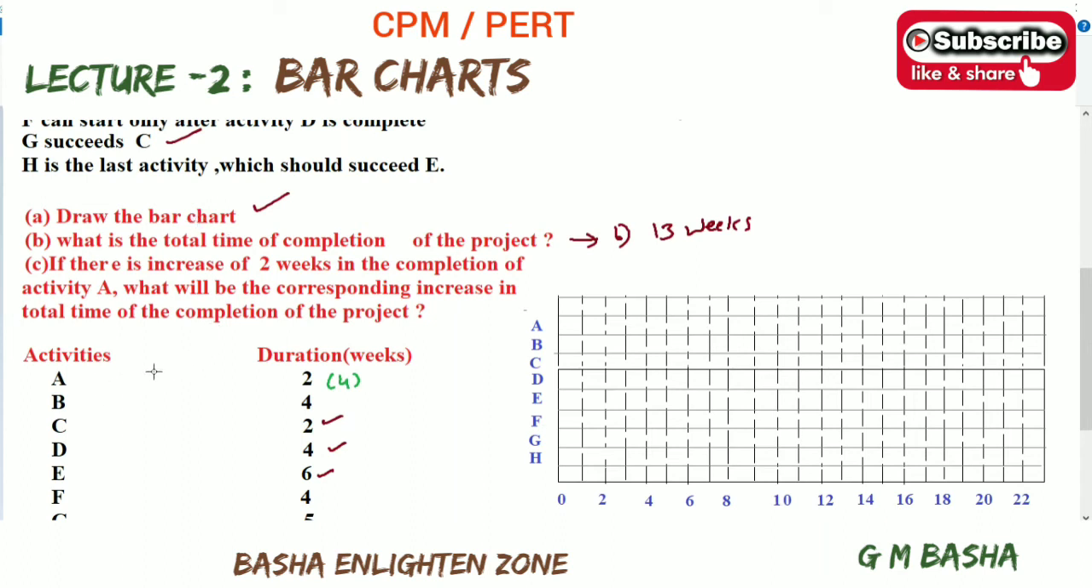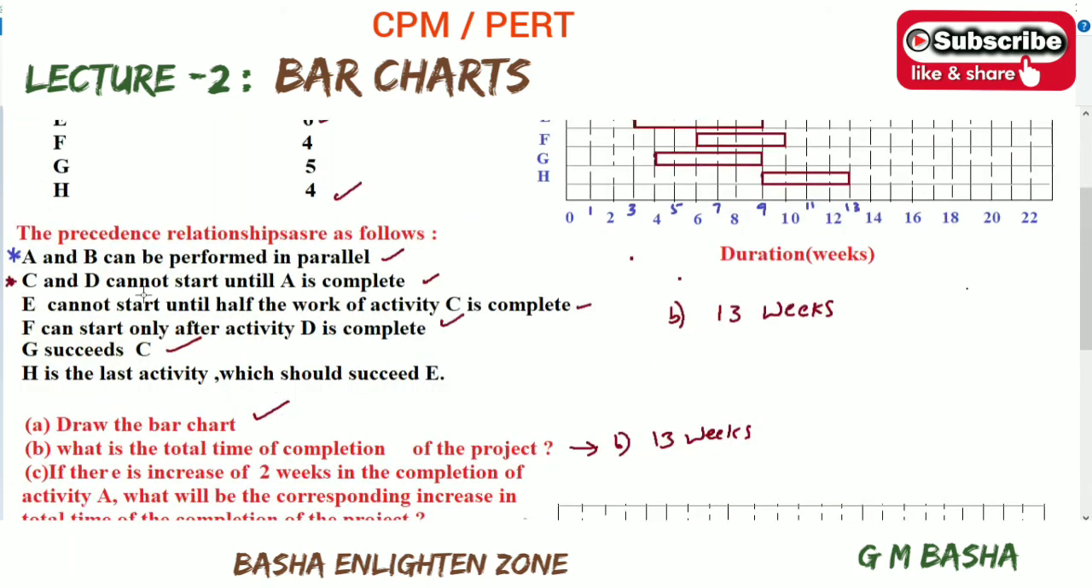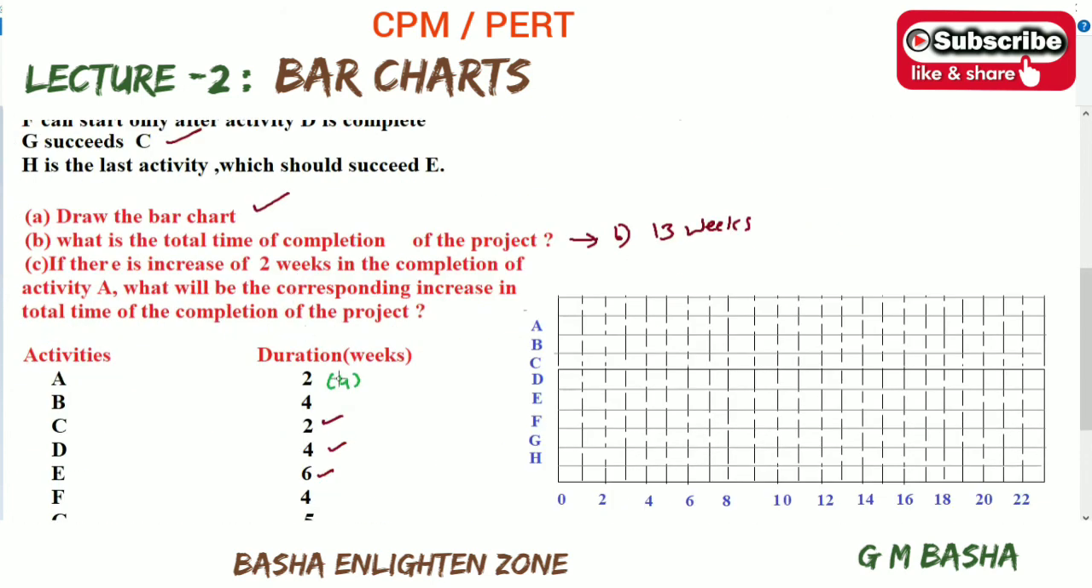Here, for activity A, if there is an increase of 2 weeks in its completion, previously the activity duration was 2 weeks, but here you take it up to 4 weeks. A and B can be performed in parallel, and like that you can draw the same steps. A and B can be performed in parallel and will be completed around 4 weeks. And here B will also be 4 weeks.